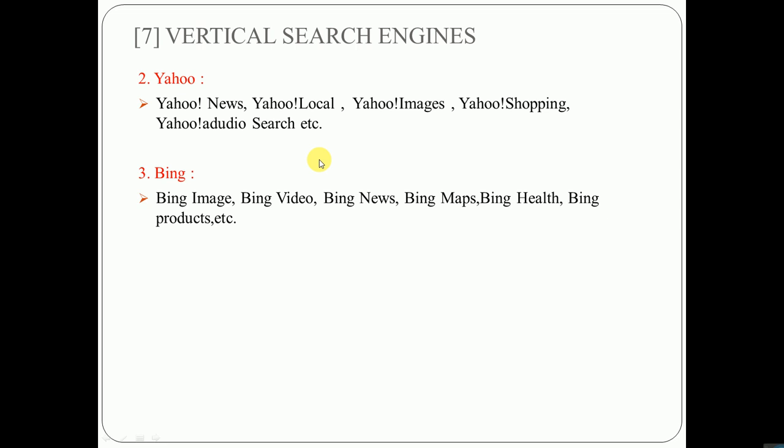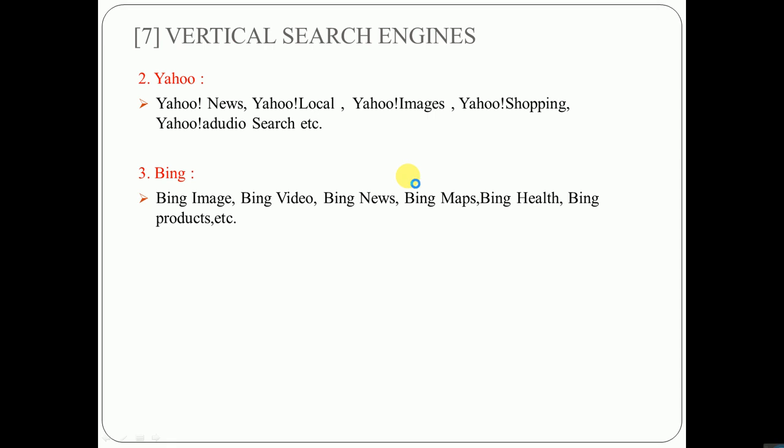So the next is Bing Images, Bing Videos, Bing News, Bing Maps, health, product, etc. This type of search is also provided by the Bing search engine when you are using these things.